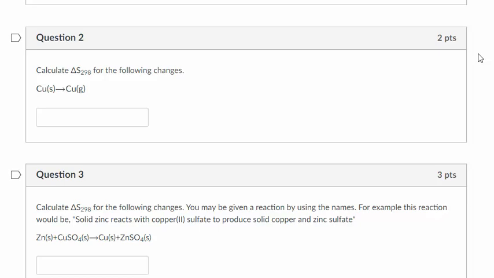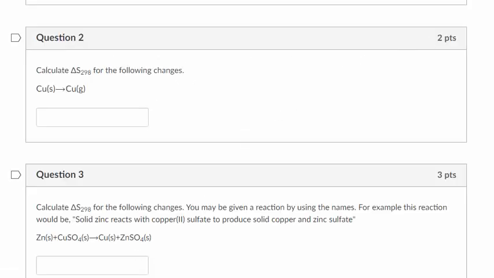Number 2, calculate delta S at 298 for the following changes. Here we have solid copper moving to copper gas. Well, the delta S that we would be looking for is the values that are found on the table. So the change in entropy is going to be equal to the sum of the S of the products minus the sum of the S of the reactants. In this case, the product is copper gas.